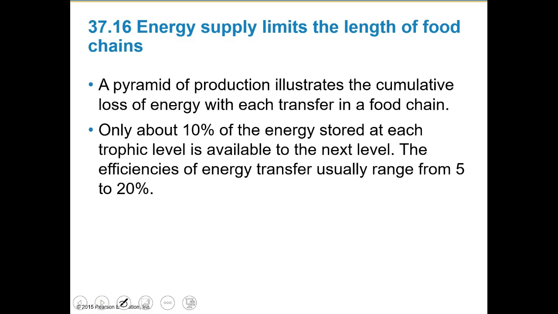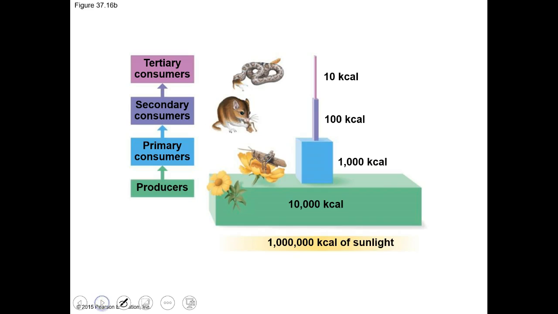A pyramid of production illustrates the cumulative loss of energy with each transfer in the chain. Hopefully you got a little bit of this going through the owl pellet lab, but only about 10% of the energy stored at each trophic level, or nutrient level, is available at the next level. The efficiencies of energy transfer range from 5 to 20%, so on average it's about 10.